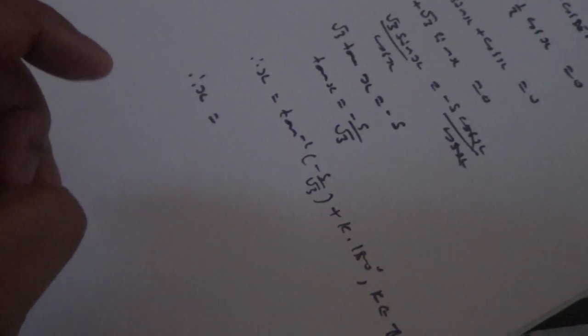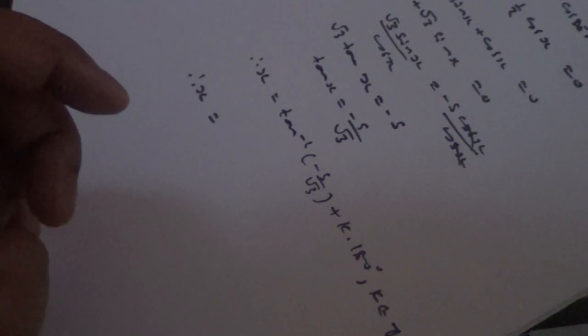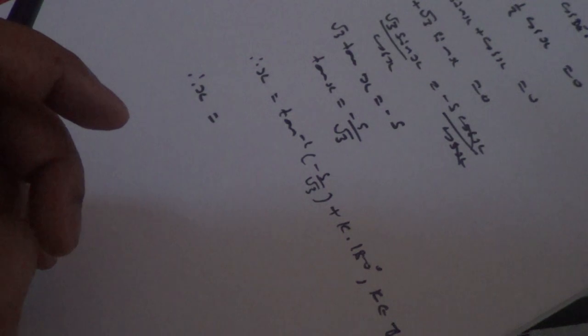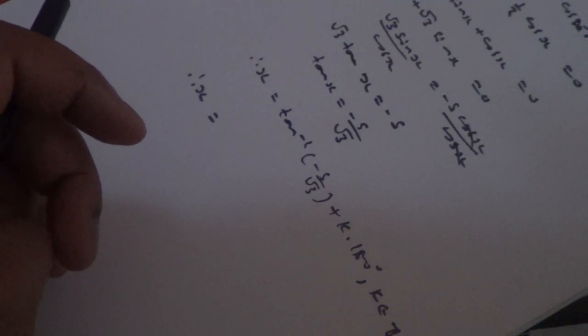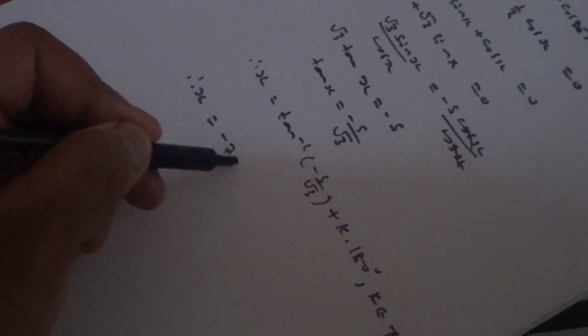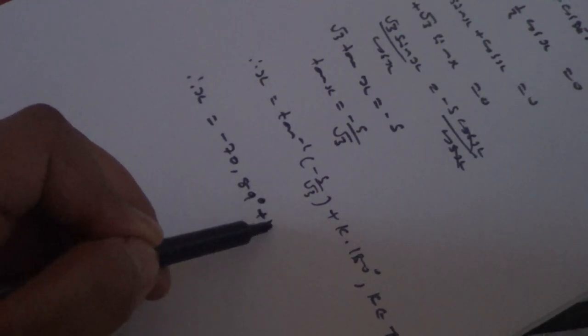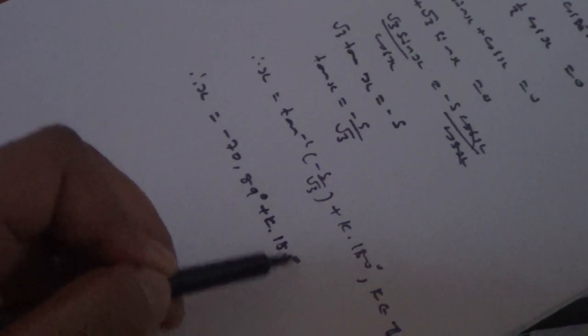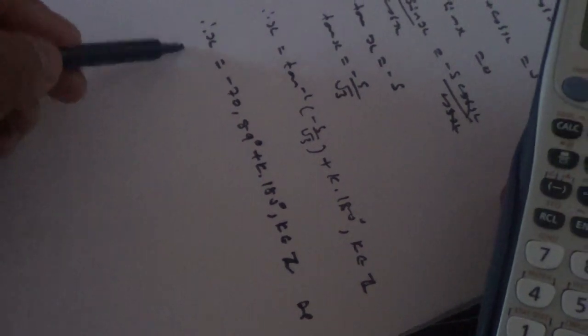It repeats every 180. So I have shift tan of minus 5 over root 3, so we did 5 over root 3. So I'm getting minus 70.89 degrees plus k times 180 degrees, where k is an element of integers. And that's the answer because they said general solution.